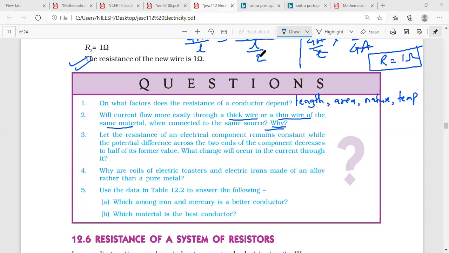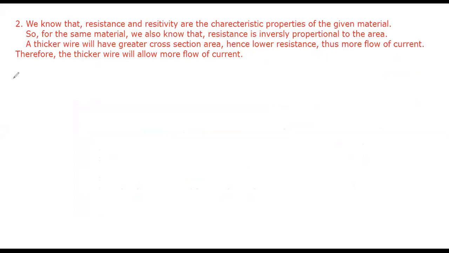Why? Because potential difference and current are directly proportional and the resistance is constant. Very good, very, very good answer. So write down the answers somewhere, all of you. This is my answer number 3.